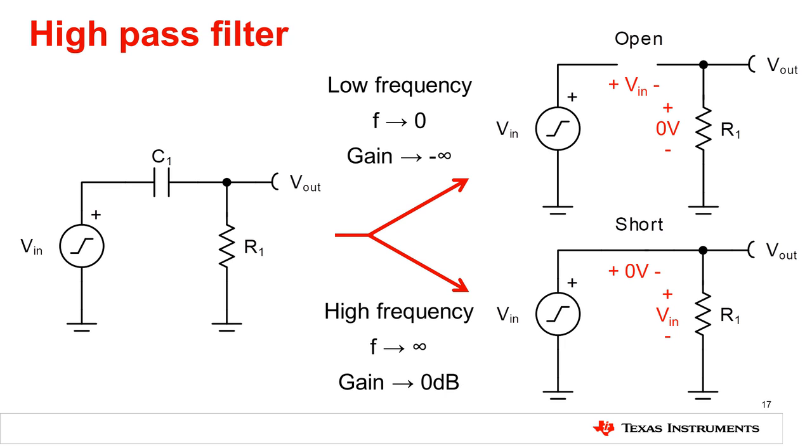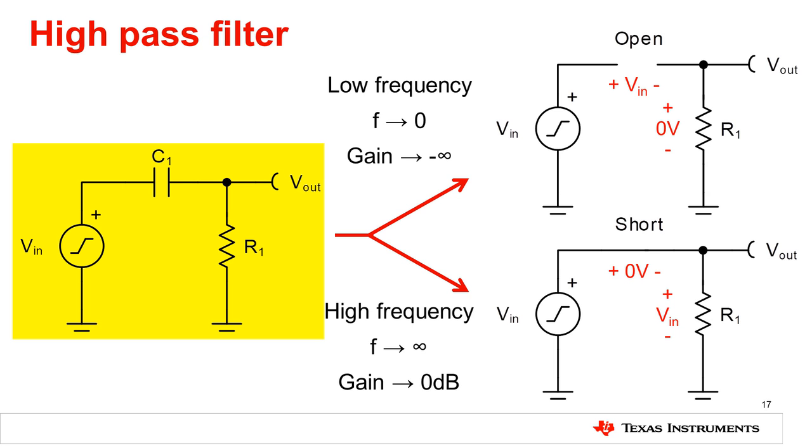The complement of the low-pass filter is the high-pass filter. This can be created by simply flipping the position of the capacitor and resistor. Given that they look so similar, it can be hard to remember which is a low-pass filter and which is a high-pass filter. To aid your memory, simply look at the location of the capacitor. If the capacitor comes first in the signal path, it's a high-pass filter. If it comes second, then it's a low-pass filter.